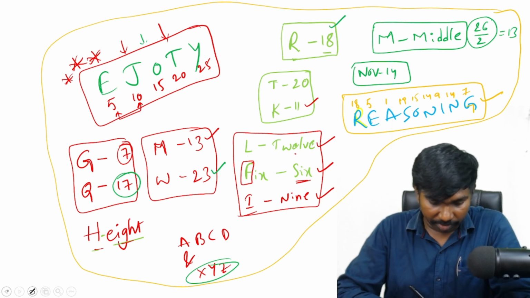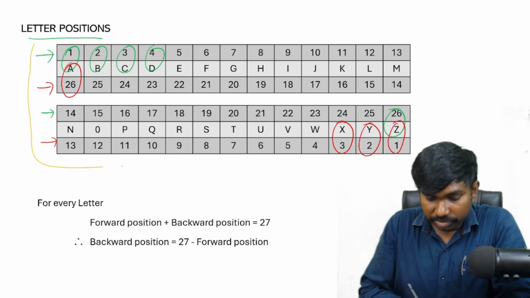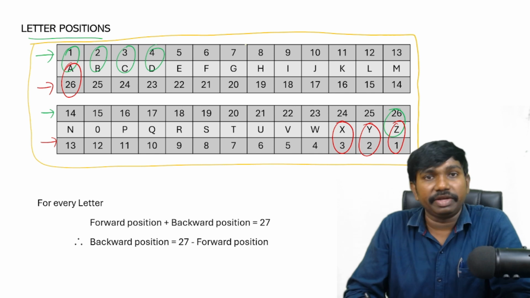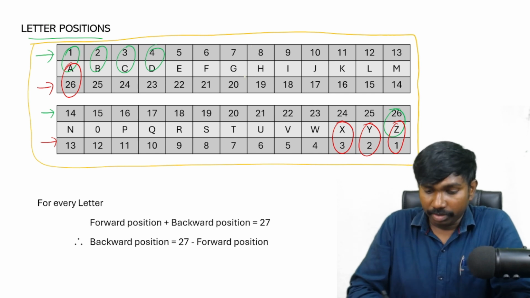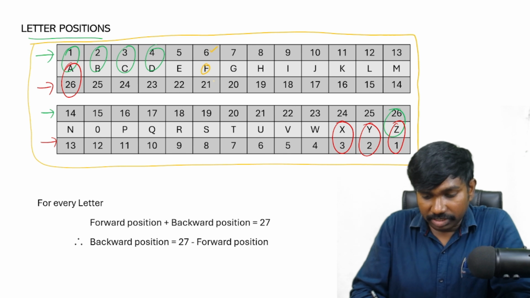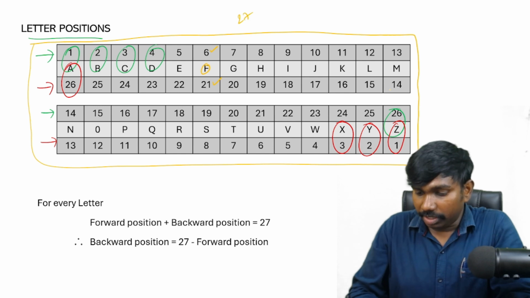I'm going to the previous slide once again. Just observe these two tables. What will be your observation? Observing the positions of each and every letter, forward and backward. See, suppose if I take F, forward position is 6, backward position is 21. What is the sum of these two? 27. Take any other letter.